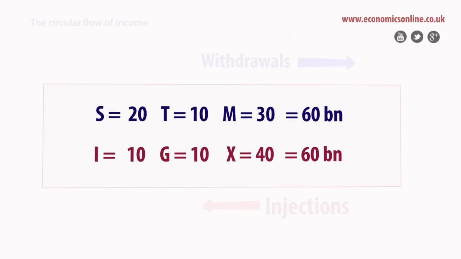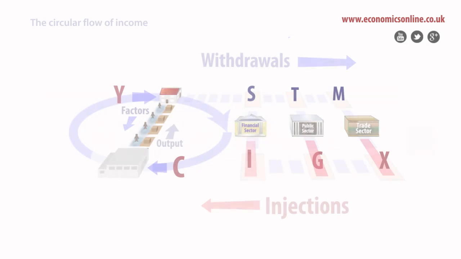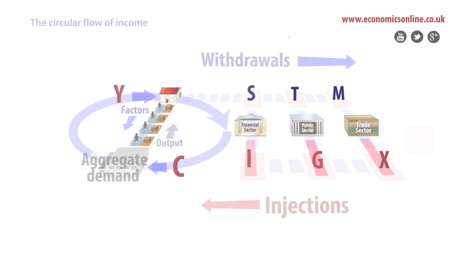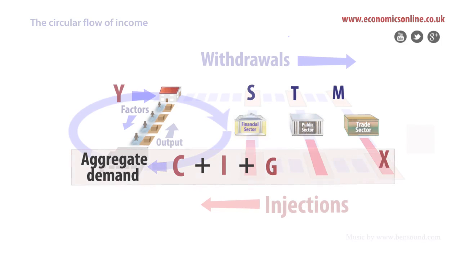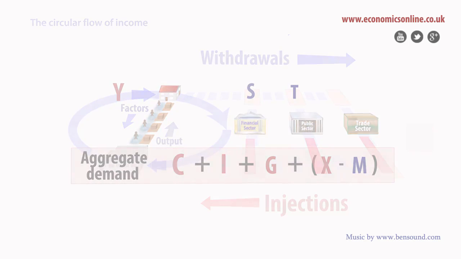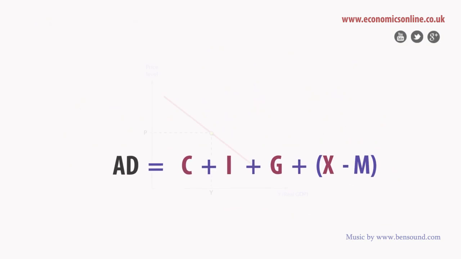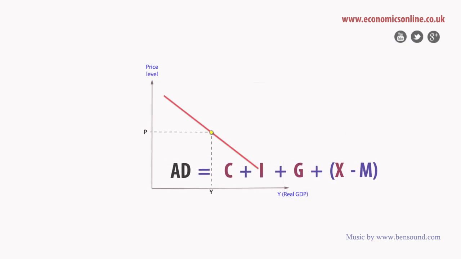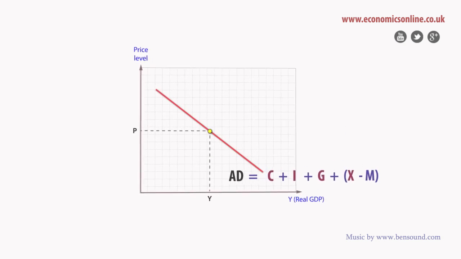Aggregate demand can be understood from the circular flow model and is a sum of household spending plus investment, government spending, and net exports. In total, aggregate demand is inversely related to the price level, with a typical aggregate demand curve sloping downwards.